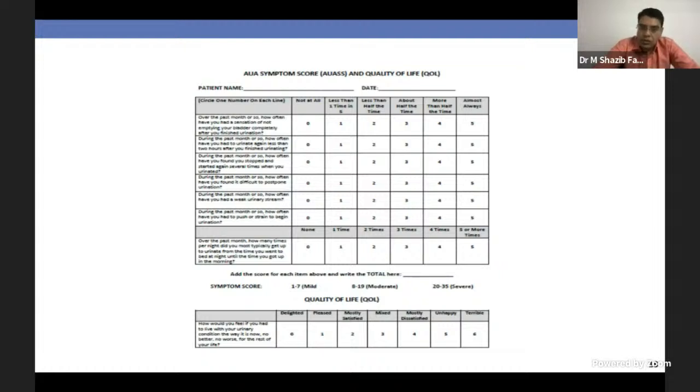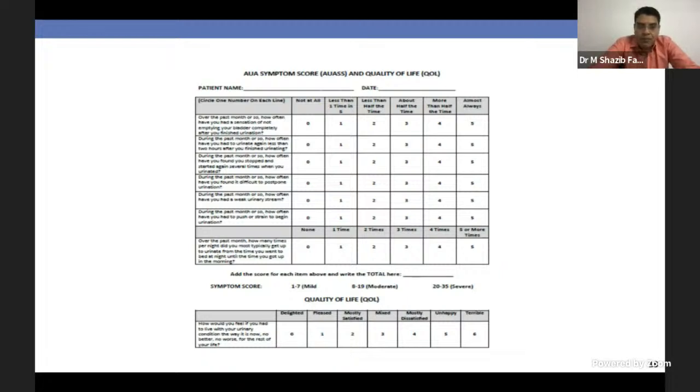Now, during the past month or so, how often have you found it difficult to postpone urination? Whether the patient can postpone the urination. For some time he can postpone it. If there's no availability of a toilet, he can postpone for half an hour, 1 hour. So how often is this patient able to do it, or how often is it difficult to postpone the urination?